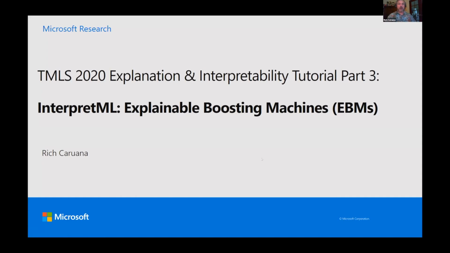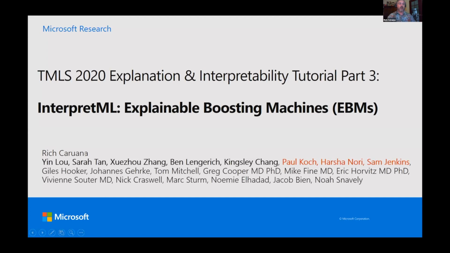And before I start, I just want to cite a bunch of people who have worked with me on this over the years, 5 great grad students, and also Paul Koch, Harsha Nori, and Sam Jenkins at Microsoft, who have helped build the InterpretML toolkit. And at the very end, Harsha will give us a quick demo of this InterpretML toolkit.